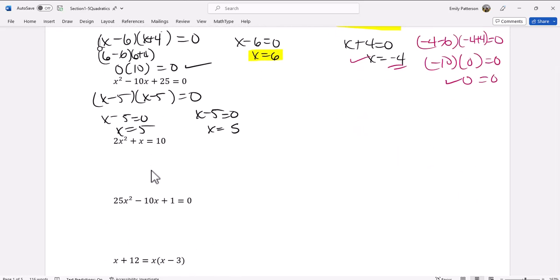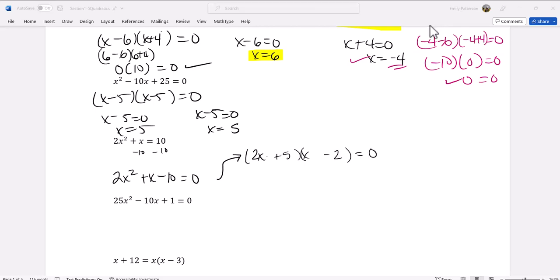Now this one is not set equal to 0, so we can't just start factoring until we subtract the 10 from both sides. And what I actually have is 2x squared plus x minus 10 is equal to 0. And then I've got to factor that. And that is that trinomial factored.